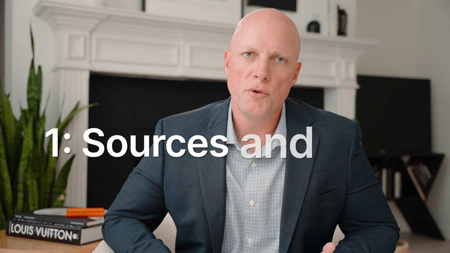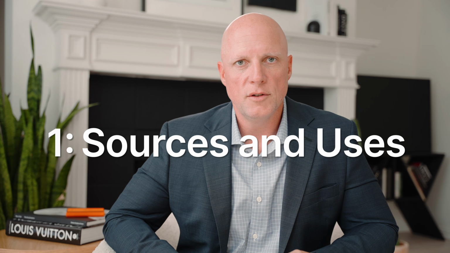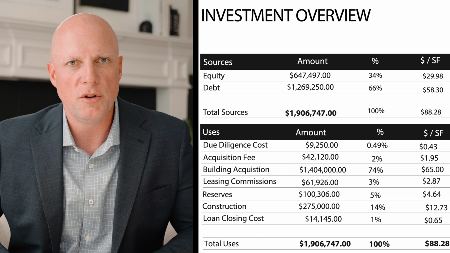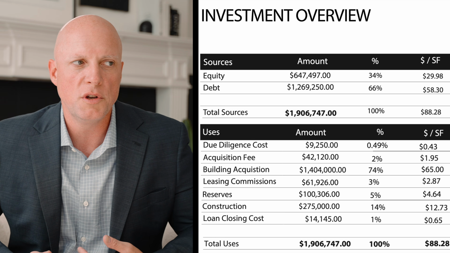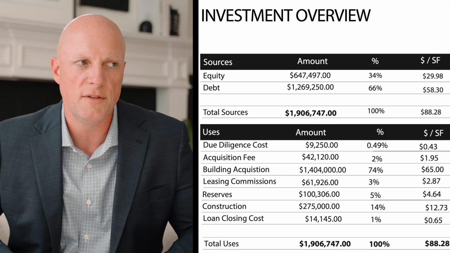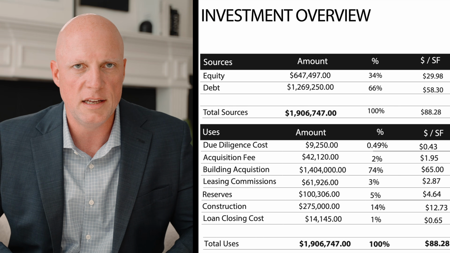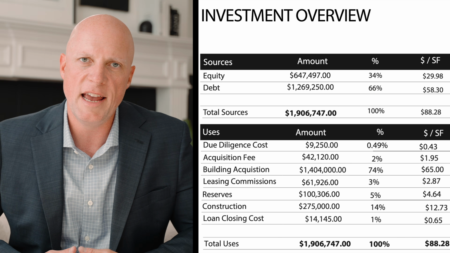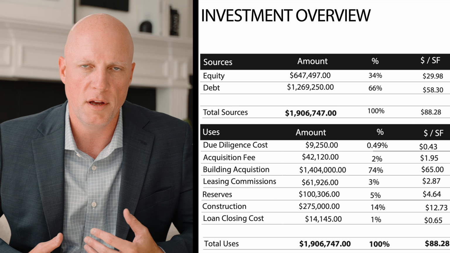The first part to go through is the sources and uses. For sources, what that really means is where's all the money coming from to do this deal? In this example, we're talking about a $2 million acquisition. As you can see, about 35% of it is equity, which I raised through my investment partners, and then the balance of it is debt, which I will obtain as a loan from a lending institution. So those are your sources.